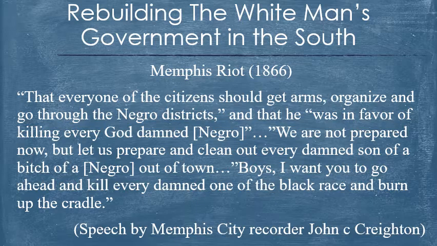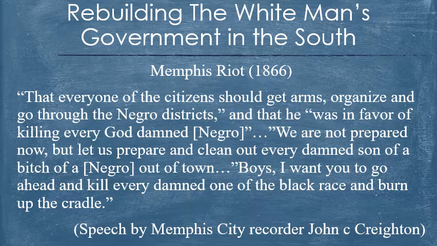So a leading figure in Memphis, or not a leading figure, but a Memphis politician, he said the following here in 1866, that every one of the citizens should get arms, organize, and go through the Negro districts, and that he was in favor of killing every goddamn Negro. We are not prepared now, but let us prepare and clean out every damned son of a bitch of a Negro out of town. Boys, I want you to go ahead and kill every damned one of the black race and burn up the cradle.